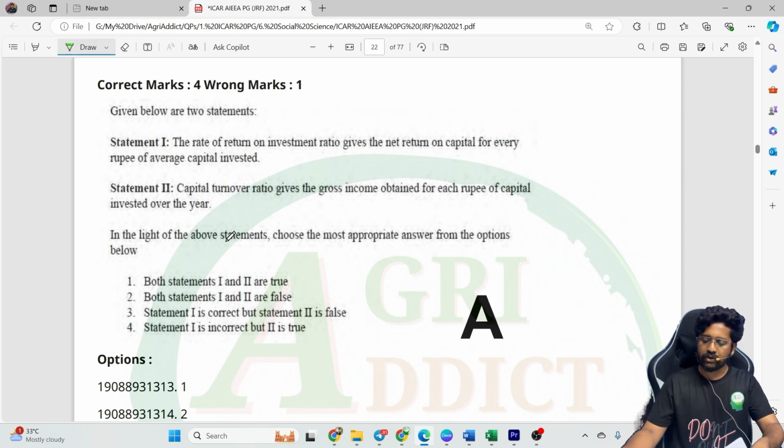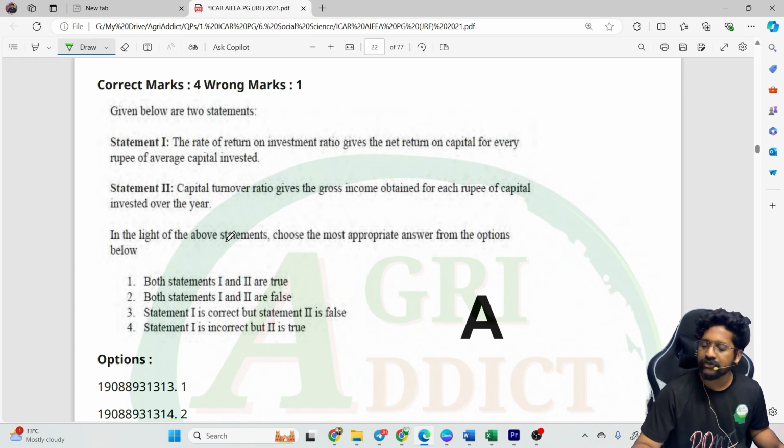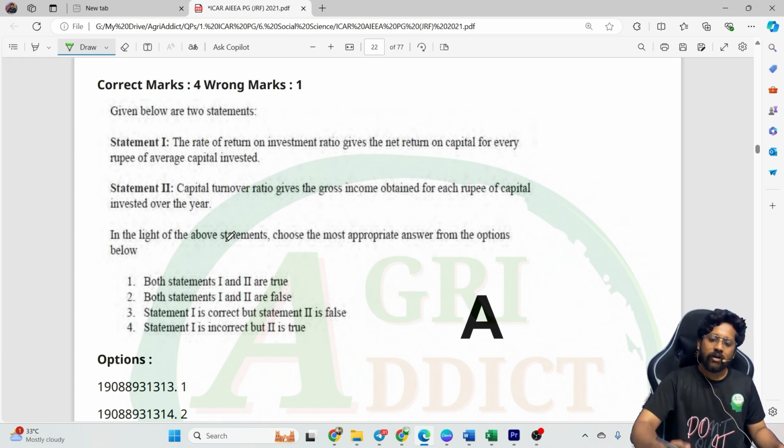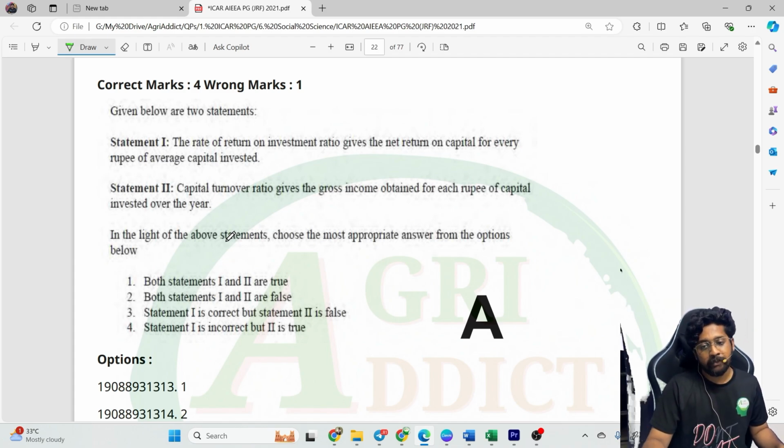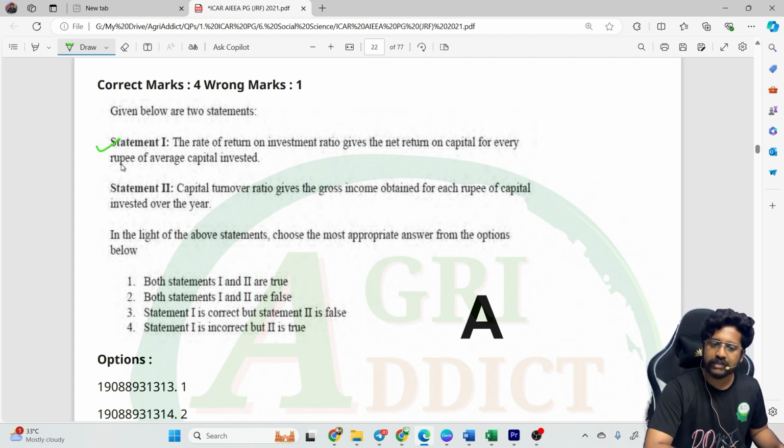So the next question goes like this. Again another statement question: the rate of return on investment ratio gives the net return on capital for every rupee of average capital invested, right? In the words themselves you can figure it out, the rate of return on investment. For a unit investment, what will be the rate of return? So statement 1 is a correct statement.